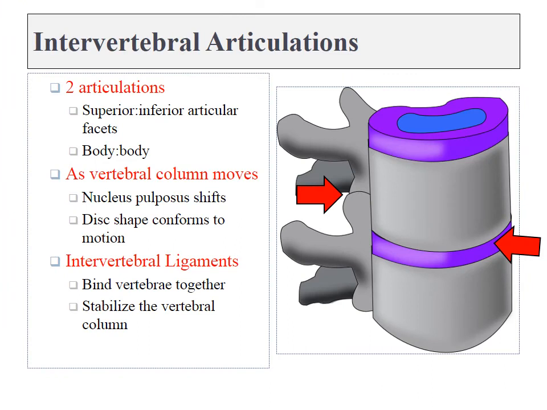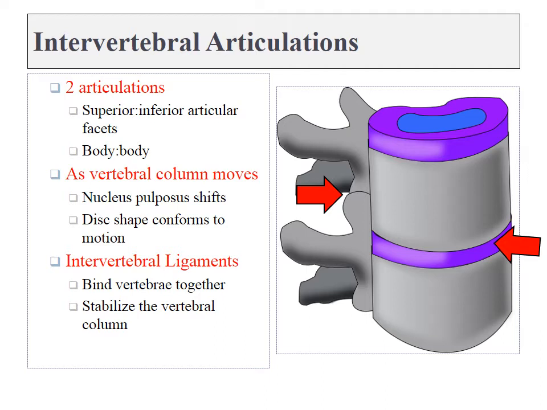First up are the intervertebral joints. The vertebrae articulate with one another at two positions. The bodies of each vertebrae articulate with one another in a cartilaginous joint, and the superior articular process of one vertebra articulates with the inferior articular process of the superior vertebra. Did you get that? If not, go back, hit rewind, listen to it again.